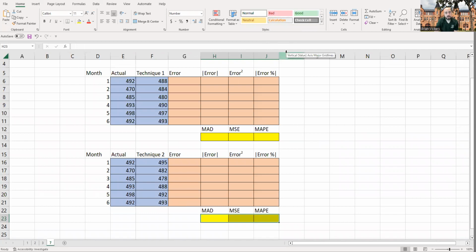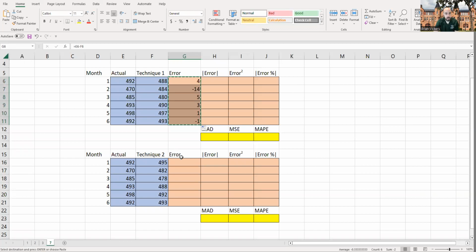Now let's jump all the way to problem 7. In problem 7, you are asked to look at 2 different techniques, and in those techniques, find how far off you were as an error. So I'm going to look at these values here, and I'm going to find the error. The error is actual minus forecast for technique number 1. I was off by 4. I'm going to copy that down all the way.